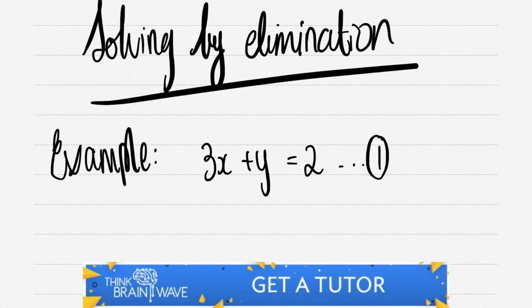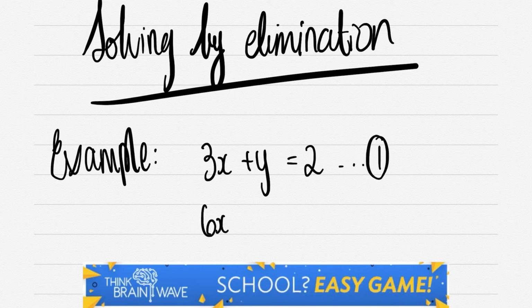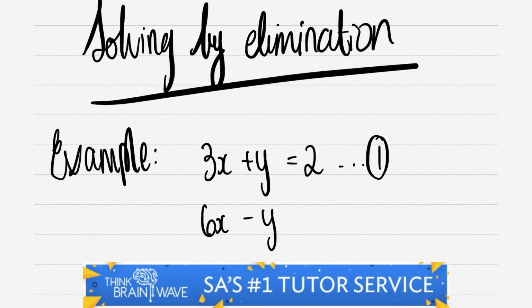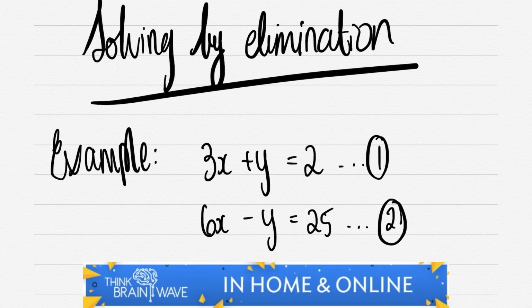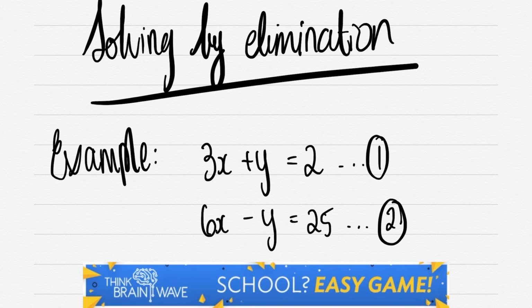So we'll start off by saying 3x plus y is equal to 2. That's our first equation. Our second equation is 6x minus y is equal to 25. With that said, we always need to know our first step. Our first step is to separate one of the variables, for instance x or y.